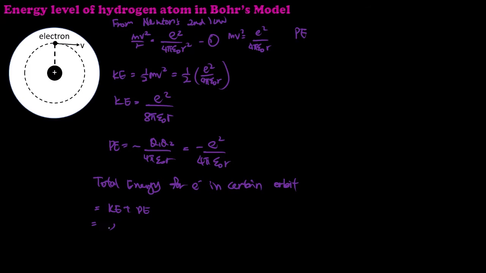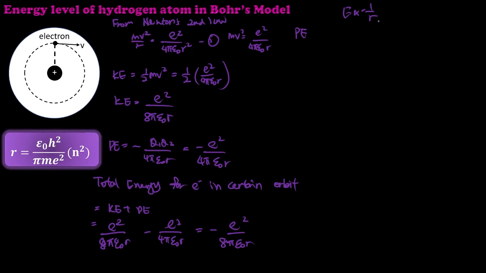So substitute inside, what you get for Ke is e squared over 8 pi epsilon naught r, and then minus e squared over 4 pi epsilon naught r. So with this equation, you will get negative e squared over 8 pi epsilon naught r. So this is actually your energy level. We call this one the energy level. If you notice here, this energy level actually depends on r, the orbital radius of the electrons.